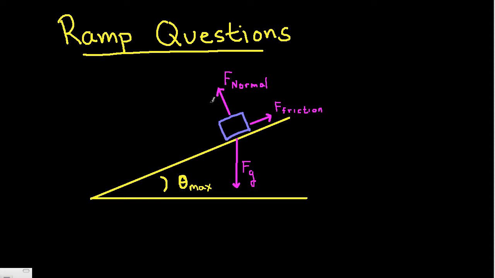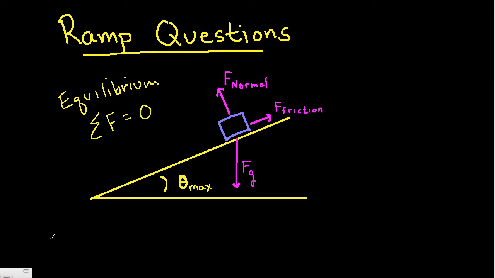So these are the three forces acting on the object. Gravity's pulling it straight down. It's sitting on the surface of the ramp, so that's pushing straight up on it. And friction is opposing its attempted motion, which would be to slide down the ramp. So if it's in equilibrium, then all these forces will be balanced. Okay, so the sum of all the forces will equal 0.